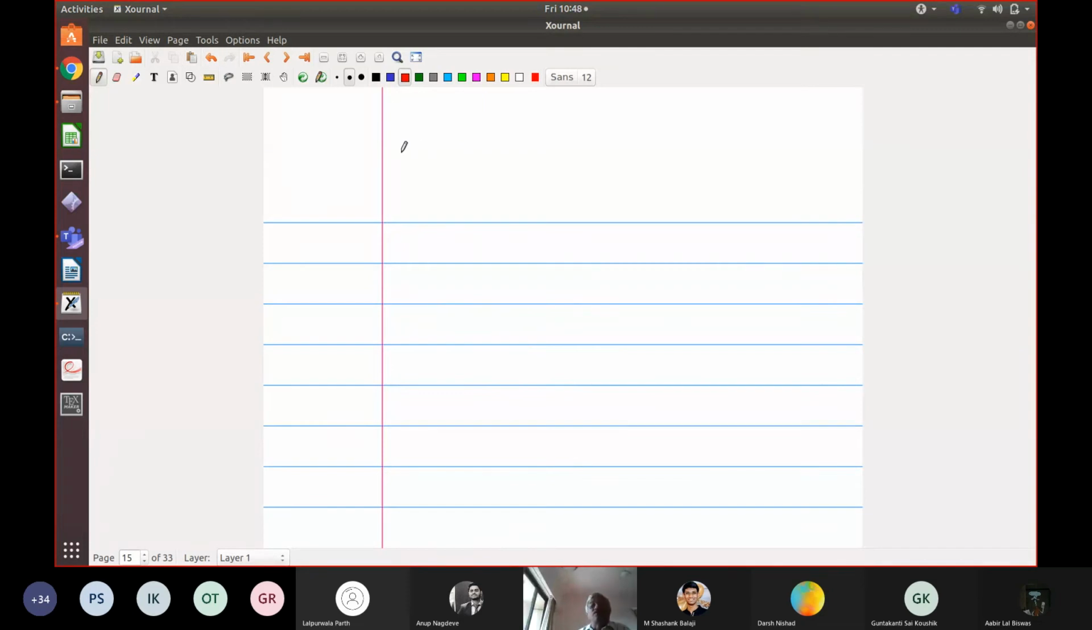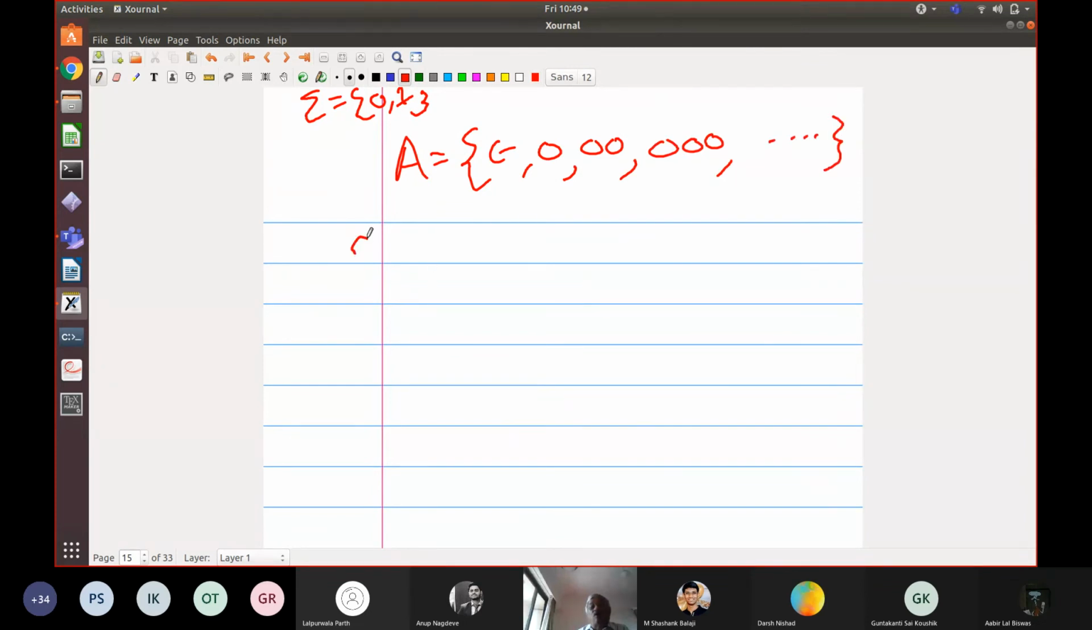Okay, we have a few minutes to finish this. So A is the language of words made over the binary alphabet, consisting only of zeros. No use of 1 is allowed in the words of this. So I could have 0, 0 0, 0 0 0, and I can go on like that. What is the complement of A? That is all words in sigma star which are not in A.